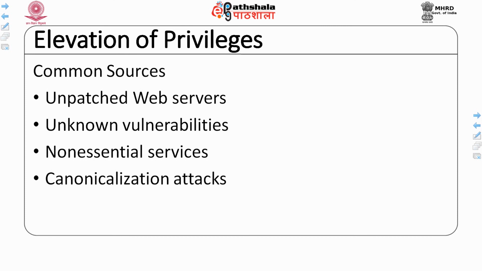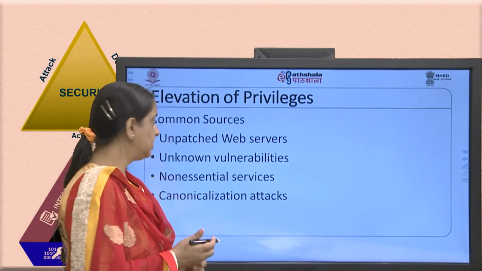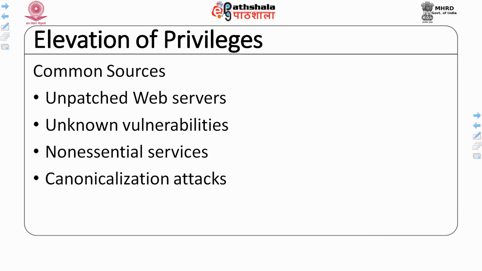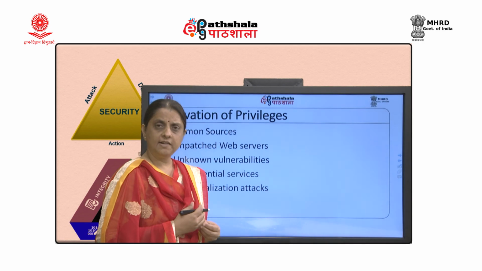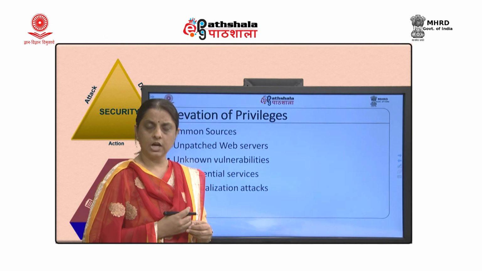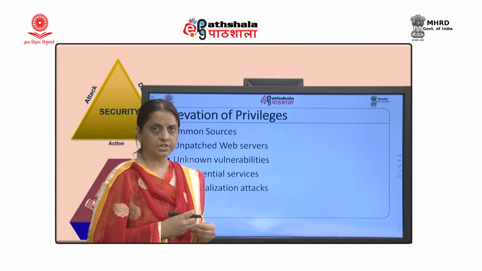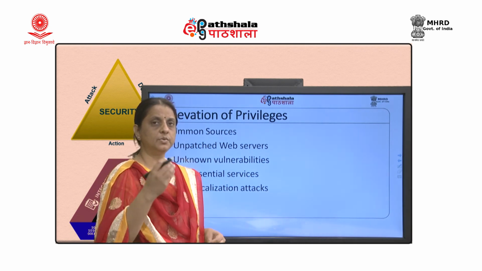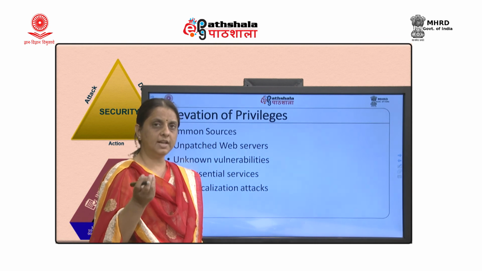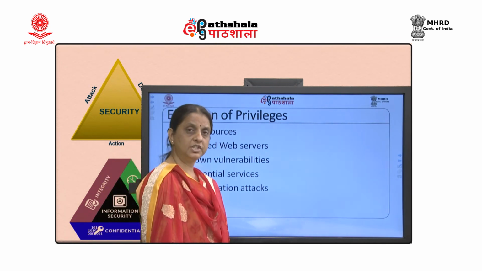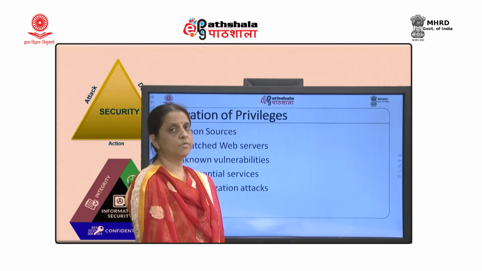Now, next is elevation of privileges. Common sources are unpatched web servers, unknown vulnerabilities, non-essential services and canonicalization attacks. Elevation of privileges means a particular user does not have rights to a certain action, but because of this the user gets a promotion and can do activities which he originally was not able to do.